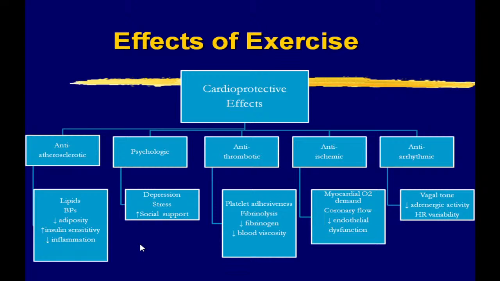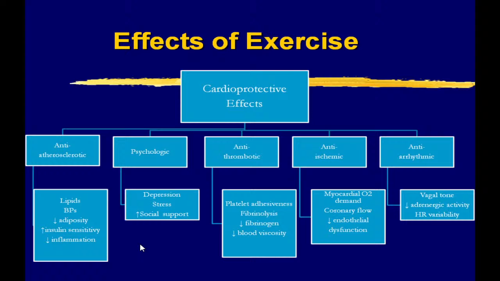Antithrombotic effect. As a result of physical activity and exercise, the body produces some biologically active substances, antithrombin 3, heparin, and increases the velocity of blood circulation. As a result, it decreases the level of fibrinogen and blood viscosity. In result, it decreases platelet adhesiveness and decreases the risk of thrombus formation.